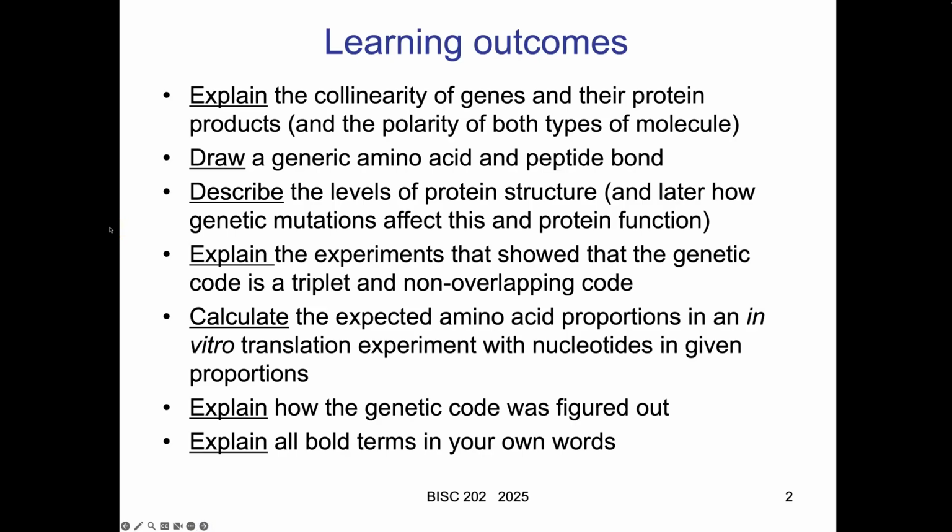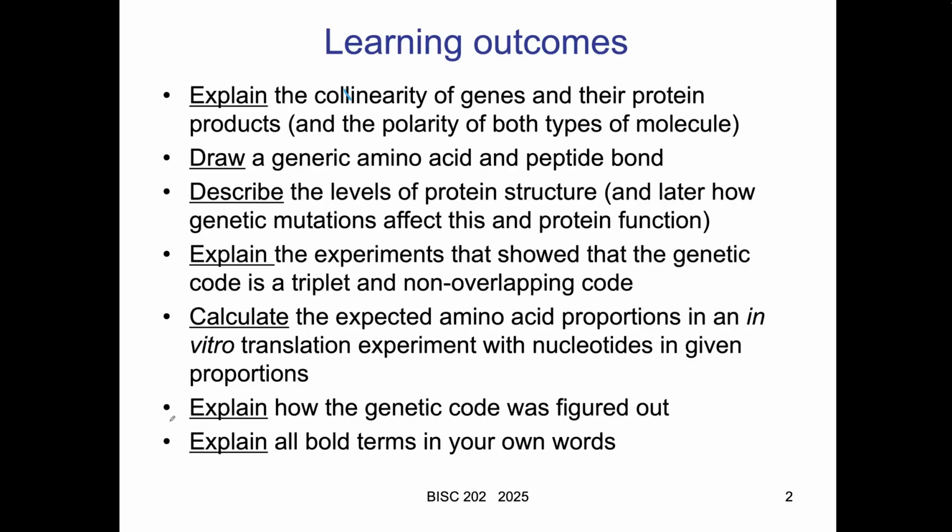And these are the learning outcomes, and I will go over them briefly. Eventually, in a little bit, I will not have to go through them in detail. You can just read them. But I would like you to be able to explain what we mean when we say that genes are collinear with their protein products.